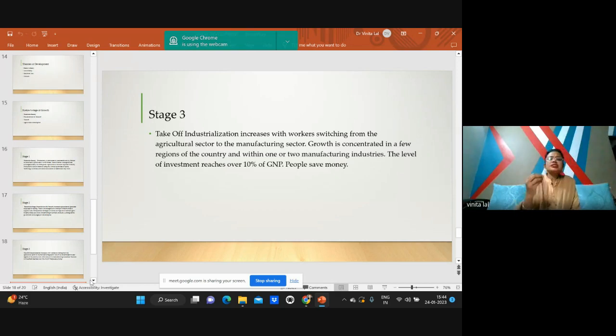Takeoff industrialization means growth is concentrated in a few regions of the country and within one or two manufacturing industries. The level of investment reaches over the GNP and people save money.